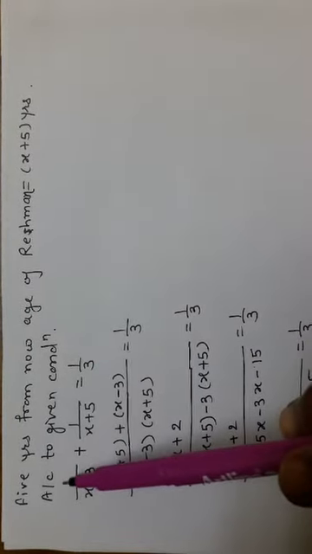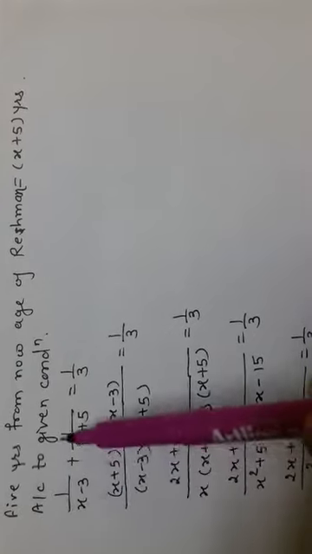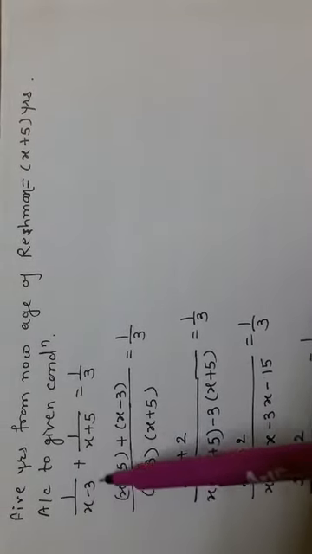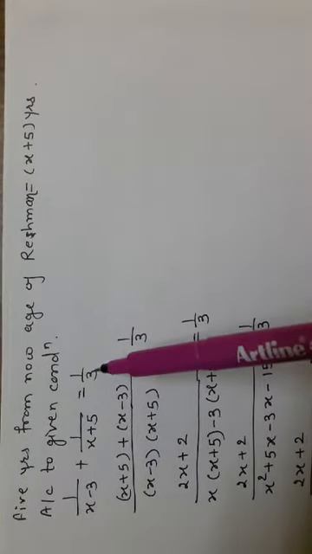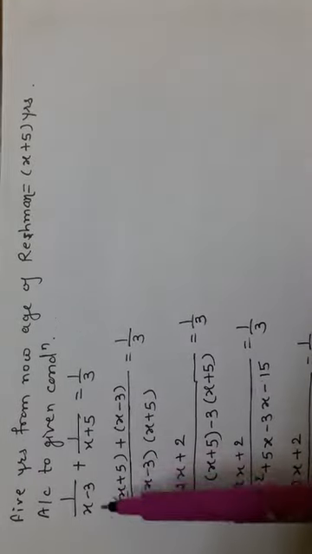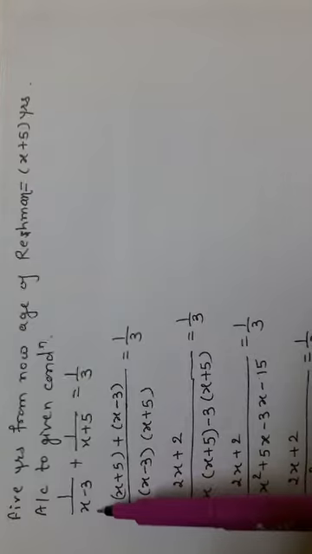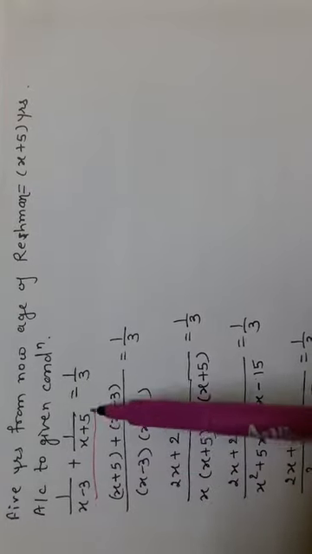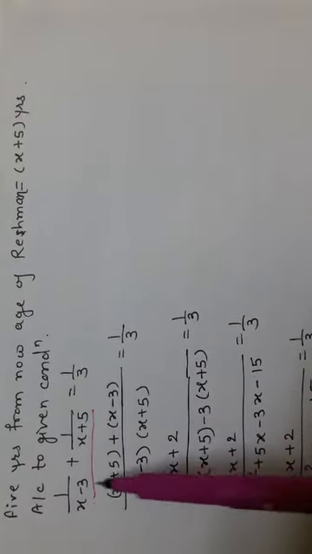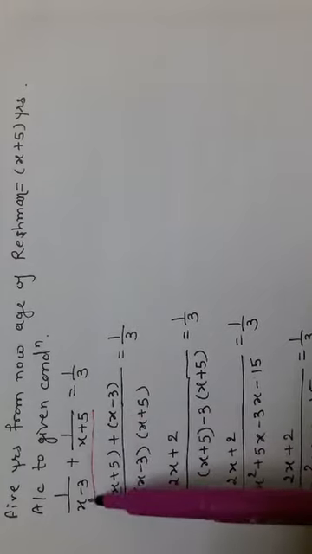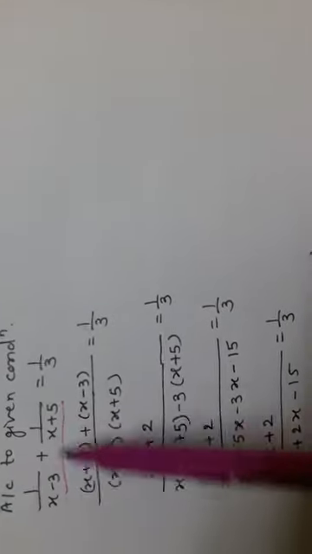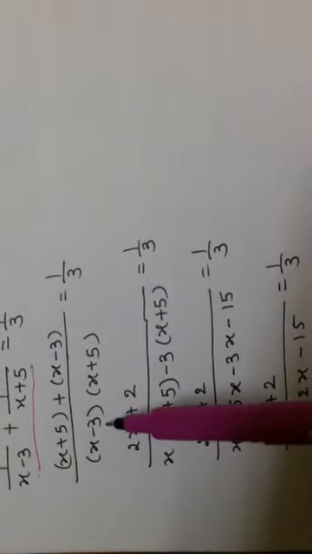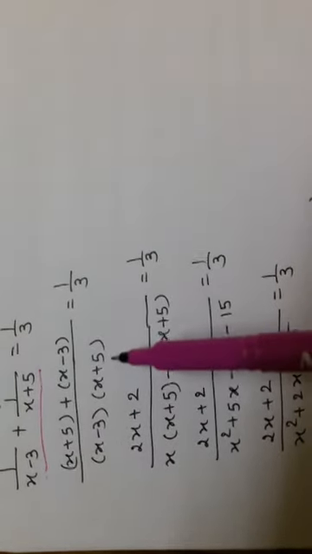Now here we have to take 1 upon x minus 3 plus 1 upon x plus 5 is equal to 1 by 3. Here we have to solve this addition. What we have to do here? We have to find the LCM of these denominators, and the LCM of these denominators is their multiplication. So x minus 3 into x plus 5 is the LCM.